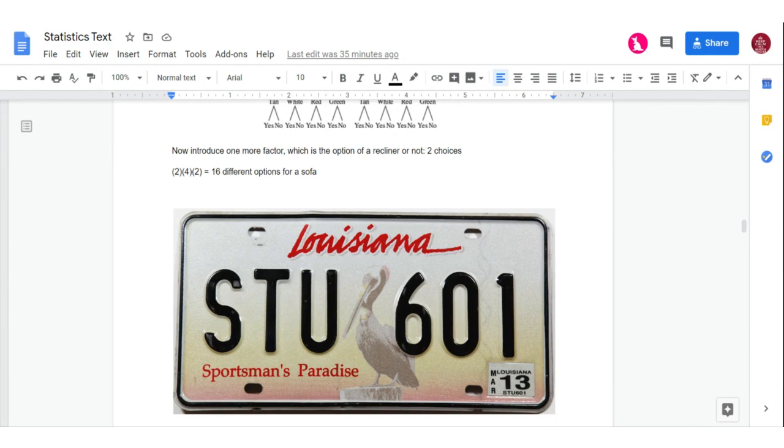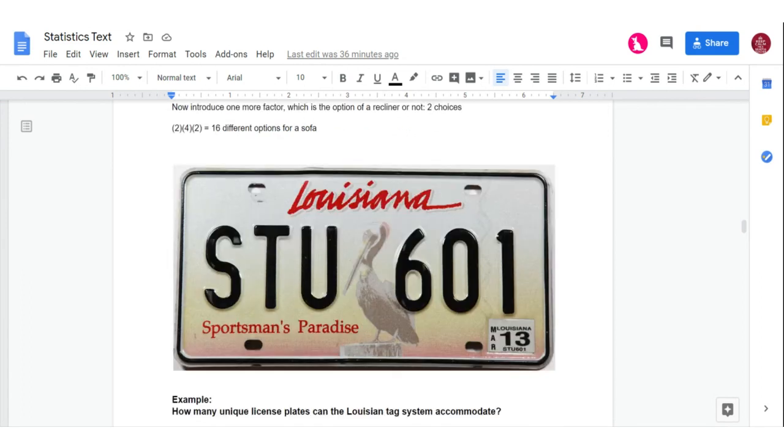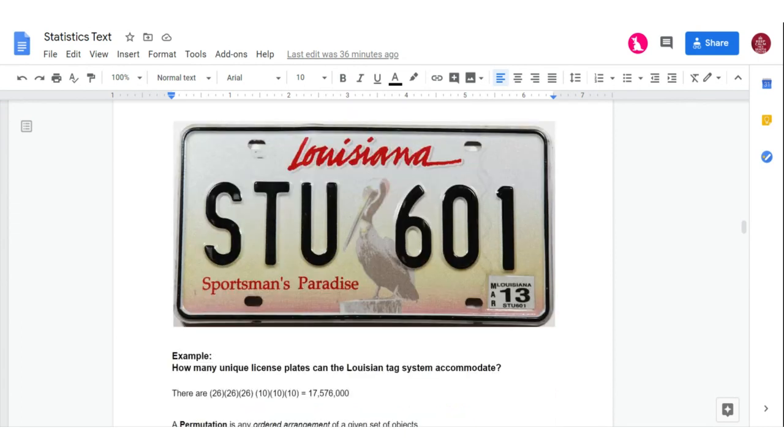Now, believe it or not, the way that we can find out how many possible license plates there are with this kind of configuration, we can do with this counting principle. And it's based upon multiplication. And it really roots off of that multiplication rule in a sense, except we're just talking about the number of ways to do things. We're not really talking about probability, at least not yet. Now, how many unique license plates can the Louisiana tag system accommodate?